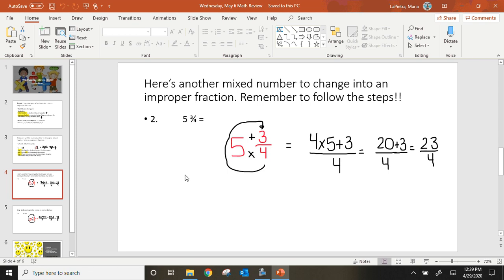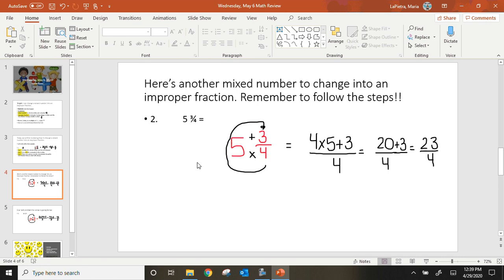I remember having you guys in my RTI groups, and I like to show it as a backward C, starting with the denominator and coming around, going from the denominator to the whole number to the numerator. So that's why I have this backward C and the arrow pointing down.